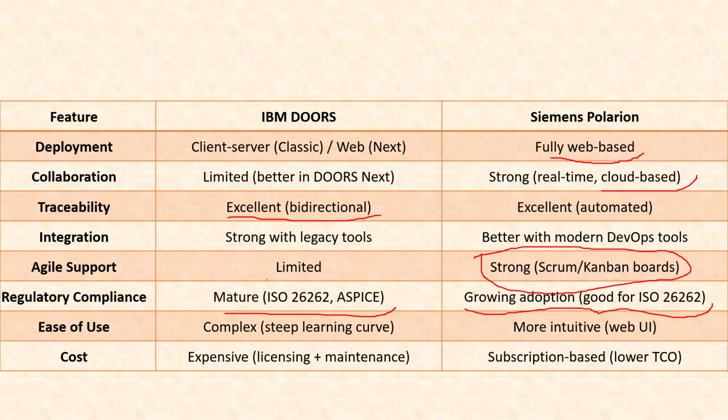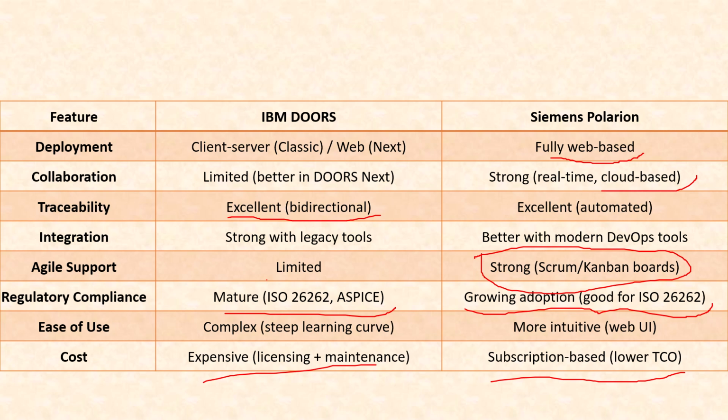Now again, it is more expensive. This is subscription based. It has lower cost. So there are some advantages and disadvantages of both the tools. I request all of you to pause the video and go through this particular table so that you can clearly understand the difference between IBM DOORS and Siemens Polarion.